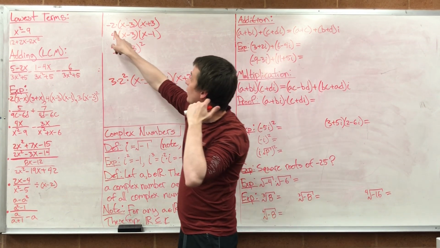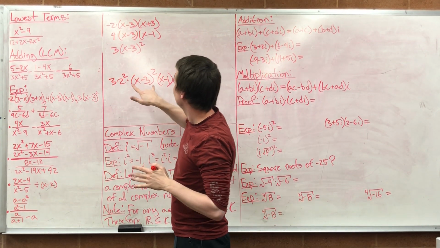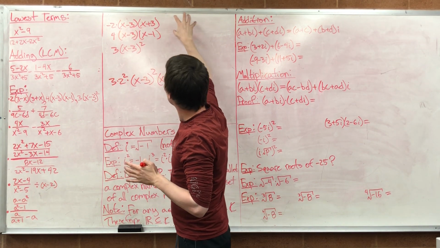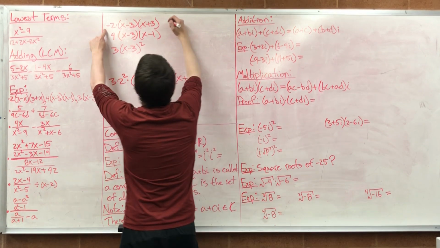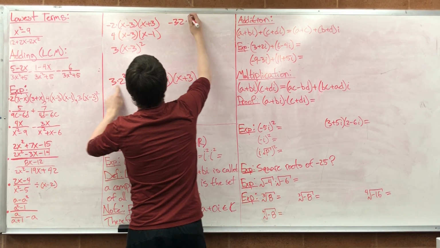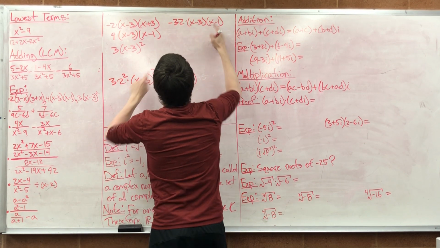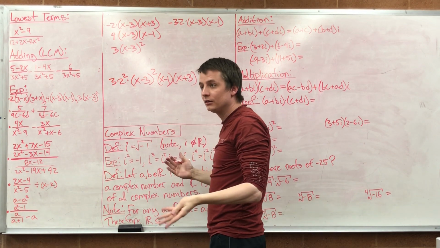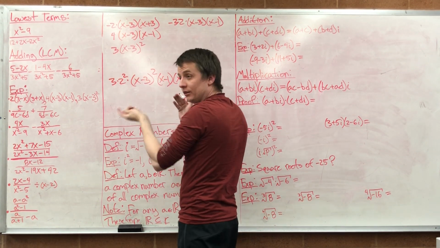Notice, look, if I were to factor this out of this, what would I be left with? There's something times this that gives me this, and that happens to be negative 3 times 2 times x minus 3 times x minus 1. Notice that this times this gives me this, right? So this is a multiple of that.